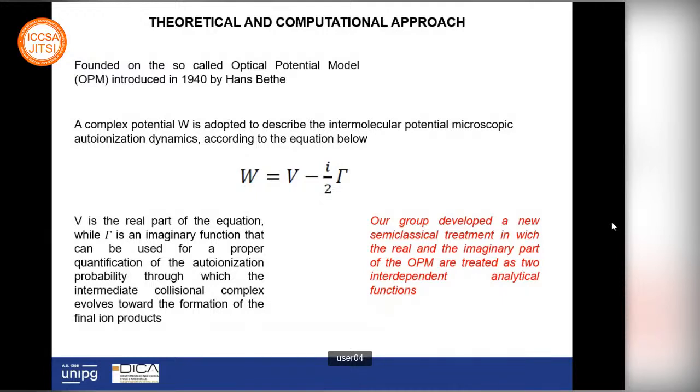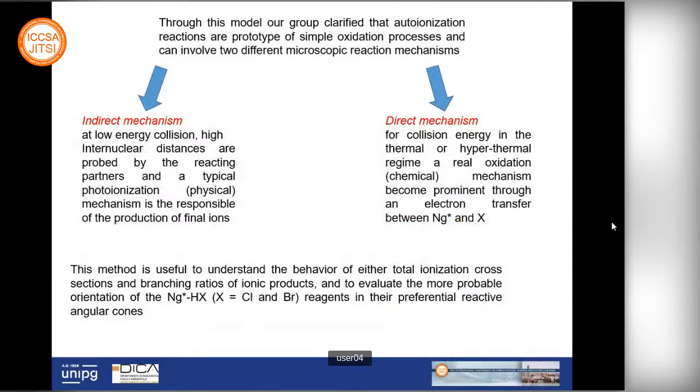Our group developed a new semi-classical treatment based on the OPM, in which the two functions are treated like interdependent analytical functions. Through that, we clarified that autoionization reactions can be prototypes of simple oxidation processes in a specific thermal condition. In fact, we can distinguish between an indirect mechanism and a direct mechanism. The indirect mechanism is the classic one, a typical photoionization through a physical mechanism, which happens at low energy collision. For the direct mechanism, when we reach the thermal or hyperthermal regime, we can investigate a real oxidation mechanism, so a chemical mechanism that becomes prominent through an electron transfer between the ionizing agent and the target molecule X.